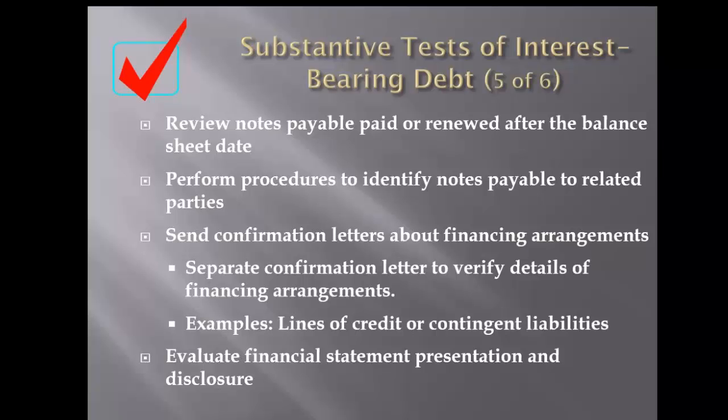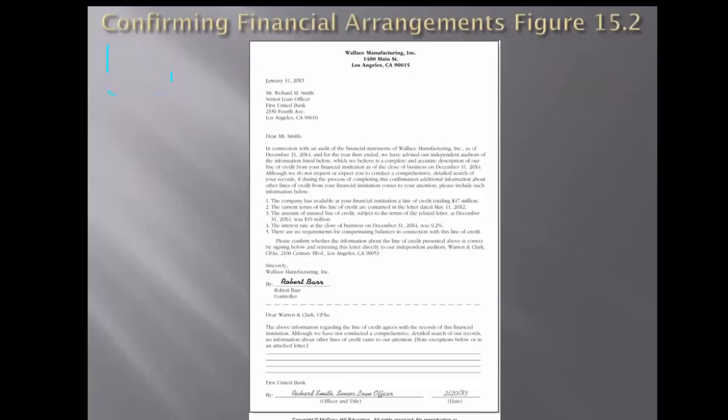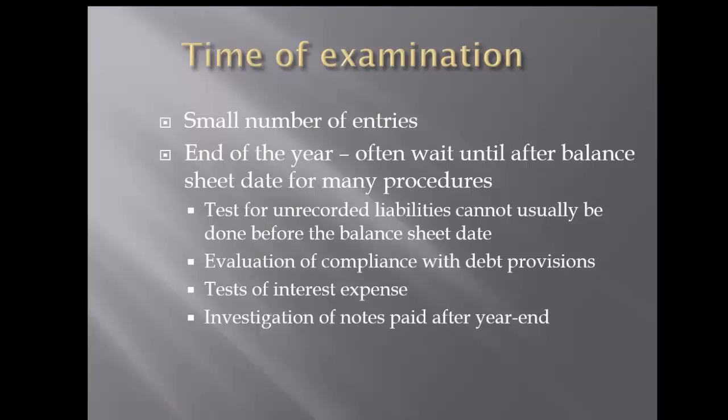Evaluate the financial statement presentation. And then finally, what we're looking at in the financial statement presentation is the adequacy of it, the allocation of the current portion of the long-term debt, restrictions imposed, and any unamortized bond premium or discount. A lot of this stuff we're going to be able to calculate based upon this whole concept of just the present value calculations. Okay, so this is an example of a confirmation letter, and I'm not going to go through this, but essentially what we're trying to do is confirm this.